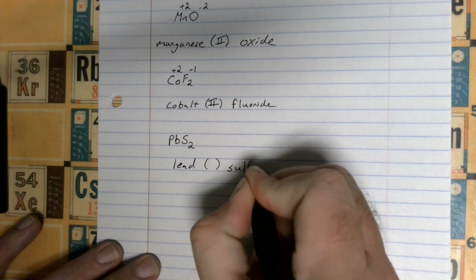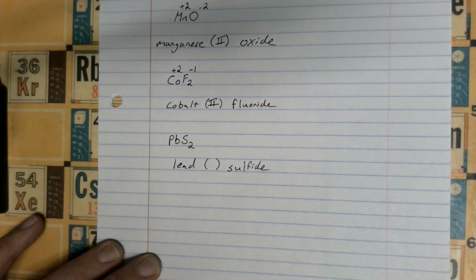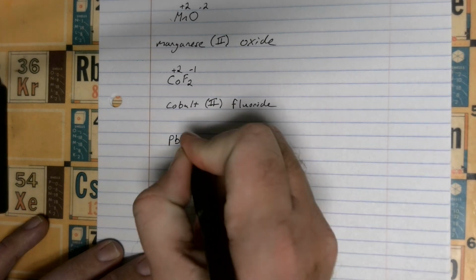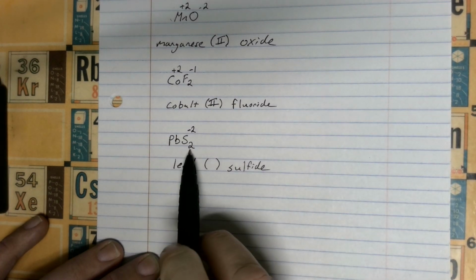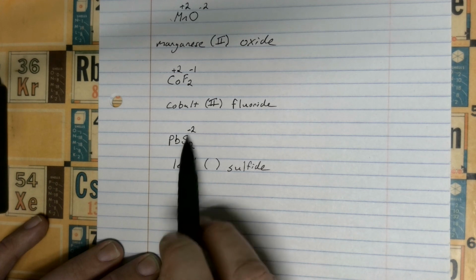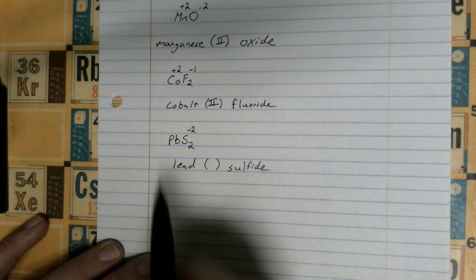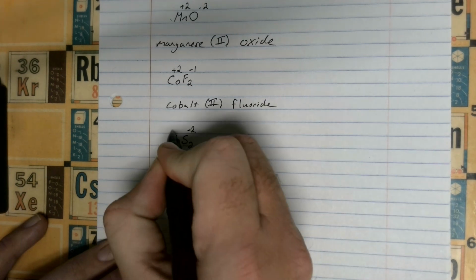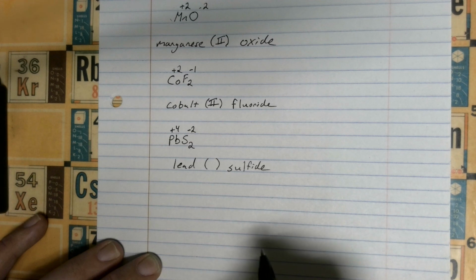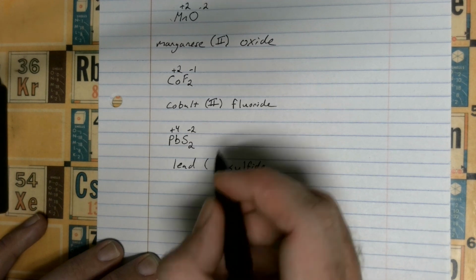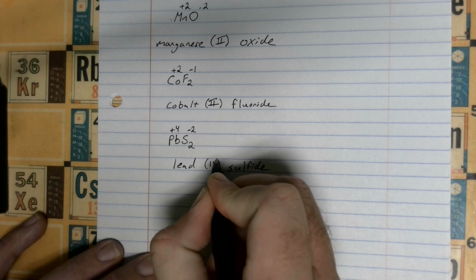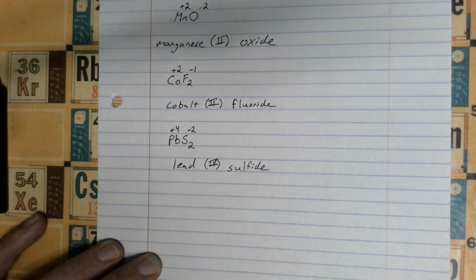And then sulfur is sulfide. I know sulfur's charge is -2. I know I have 2 of them. So 2 -2s would give me a -4. What does the lead need to be to balance it out? +4. Lead would have to be +4. So in this case, it'd be lead Roman numeral 4 sulfide.